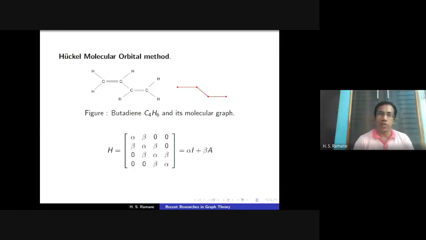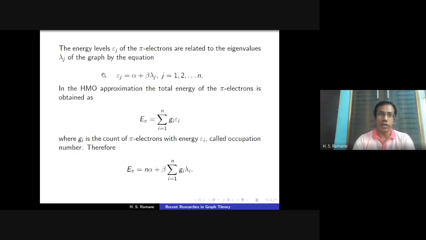So the Hückel molecular orbital. You have to put beta if there is a carbon bond, otherwise 0, and the diagonal elements are alpha. If alpha is 0 and beta is 1, then it simply becomes the adjacency matrix. The energy levels Ej of the pi electrons are related to the eigenvalues. When the electrons jump from one orbit to another, they generate some energy, and that epsilon j is related by alpha plus beta into lambda j.